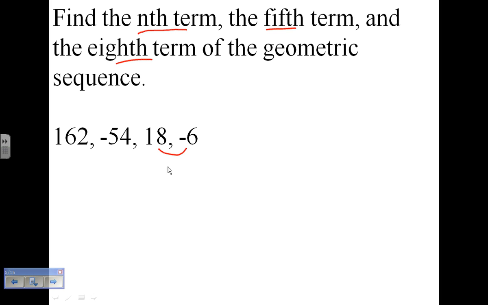Well, you can tell that you're dividing by -3. Remember, that's the same thing as multiplying by -1/3, okay? Dividing by -3 is the same thing as multiplying by -1/3. So, with that said, it's pretty easy that the first term is 162. Then you have the -1/3 to the n minus 1. That equals your nth term. I don't know, can't get much easier than that.